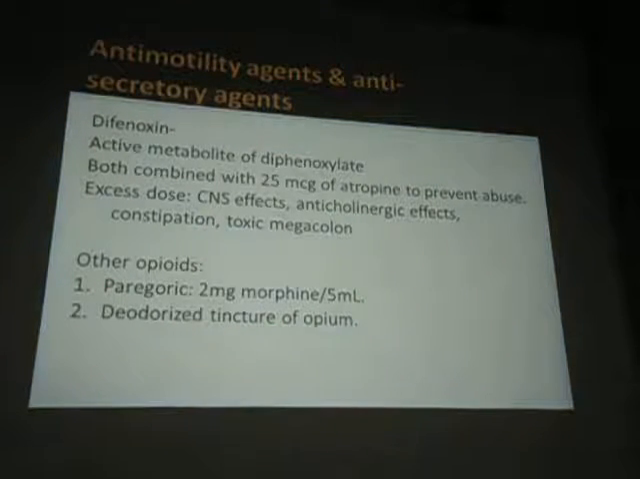So anti-motility, antisecretory, we are speaking about these anticholinergic drugs. Difenoxin is a metabolite of diphenoxylate, and it can be used in combination with atropine. And you know the atropine side effects: CNS effects, mad as a hatter, dry as a bone, red as a beet, all the side effects are there. So these are tried as reserve drugs when the regular drugs fail. They can cause toxic megacolon, constipation, all these things can be there.